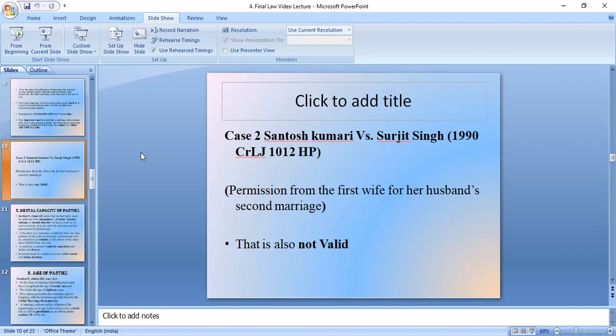There is another case, that is Santosh Kumari versus Surjit Singh, 1990 CRLJ 1012 HP. Permission from the first wife for her husband's second marriage is also not valid.